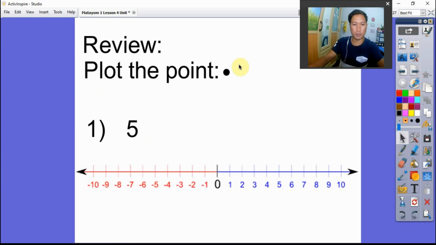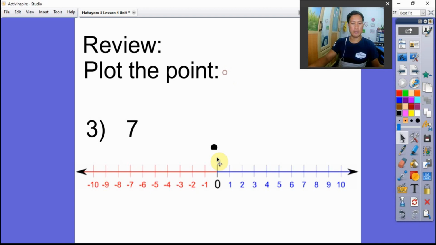Okay, let's review how to plot points. These are moving from 0, going to the right or going to the left. Now we have number 5 here. It's a number to the right of 0, so the distance of number 5 from 0 is 5. So we move 5 times. Now we have a negative 3 here. So we need to move to the left of 0. So 1, 2, 3.